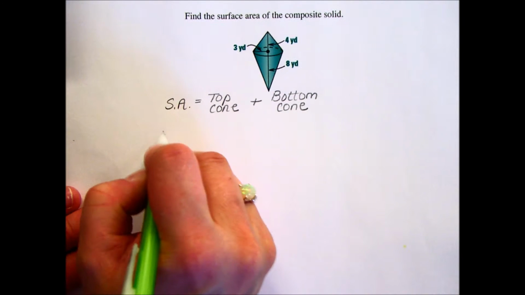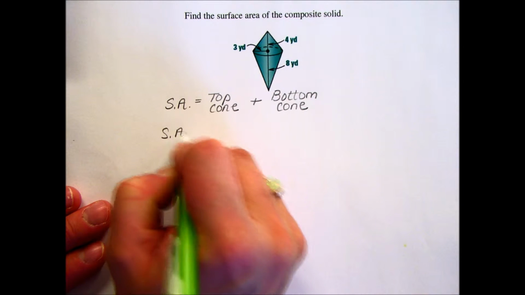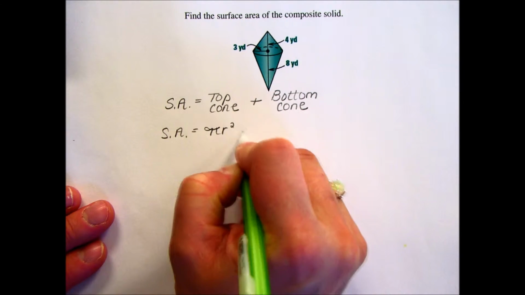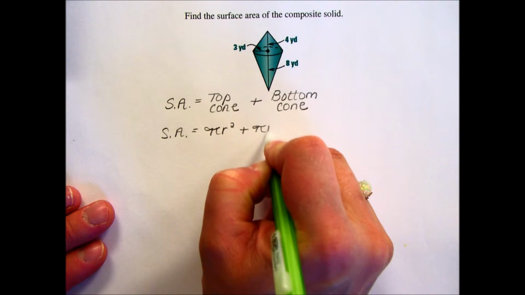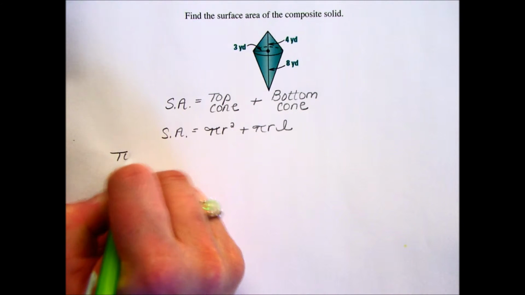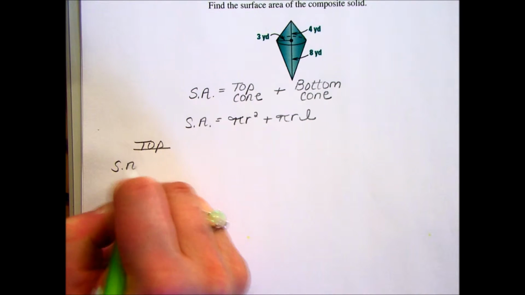So the only formula we need in this problem is the surface area formula for a cone, and that is surface area is equal to pi r squared plus pi r L, where r stands for the radius and L stands for the slant height. So we're going to start off with the top cone, and we're going to write out the formula.